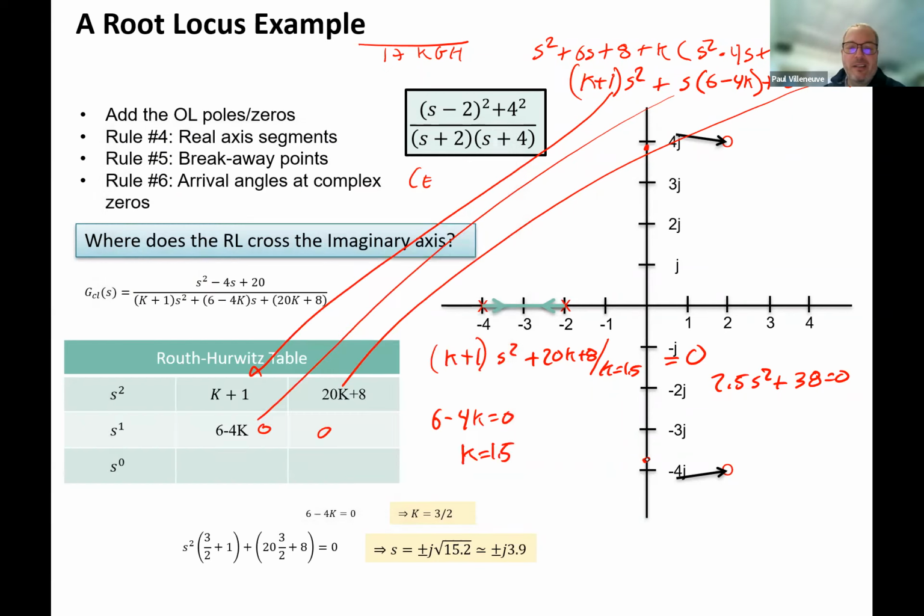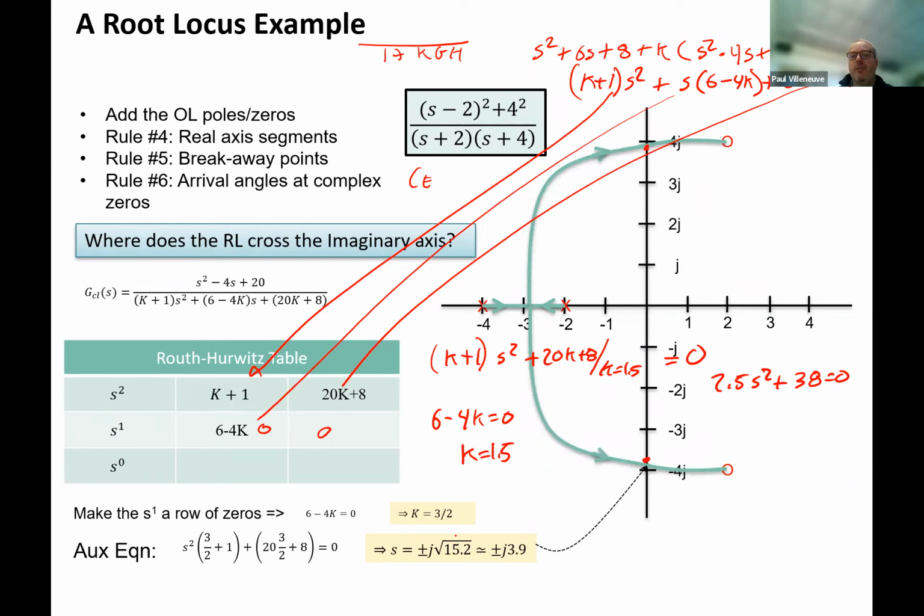So now we pretty much have enough information to go ahead and finish drawing the root locus. We just have to approximate what the shape of that looks like, and that's where we just have to guess. Other than actually plugging in some different points for k, we really just have to guess at its shape.